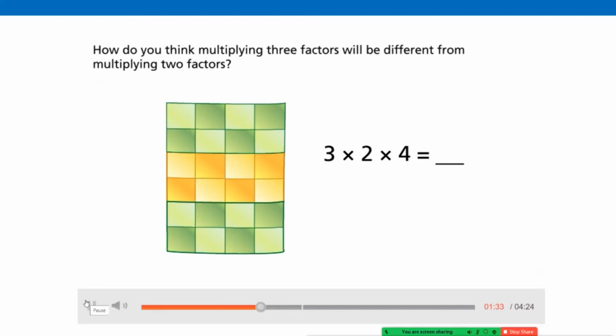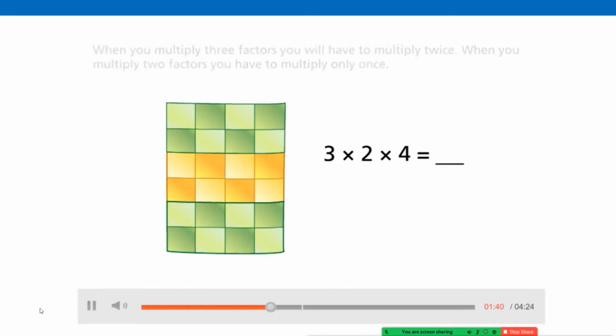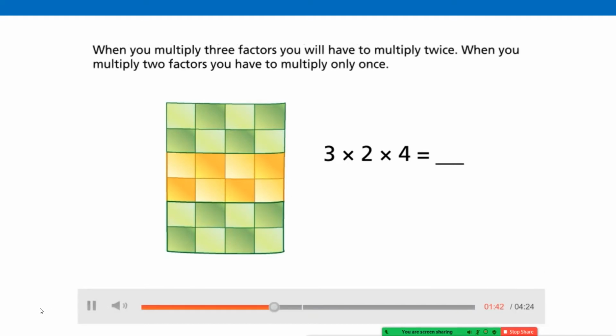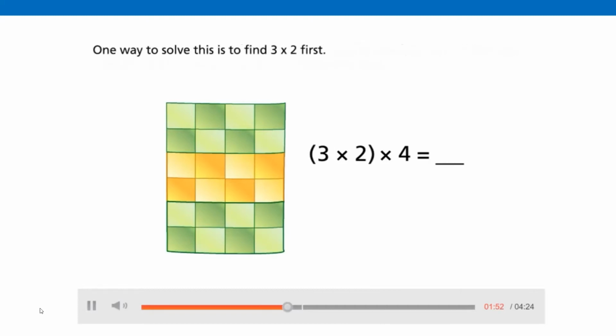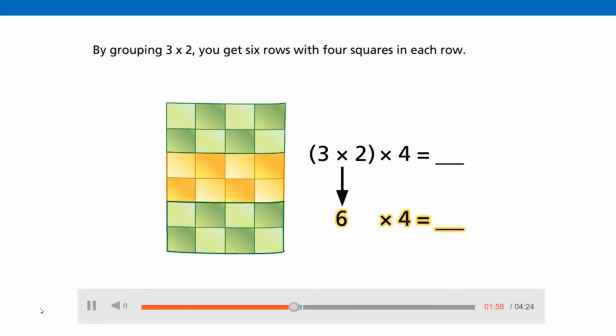How do you think multiplying 3 factors will be different from multiplying 2 factors? When you multiply 3 factors, you will have to multiply twice. When you multiply 2 factors, you have to multiply only once. One way to solve this is to find 3 times 2 first. By grouping 3 times 2, you get 6 rows with 4 squares in each row.